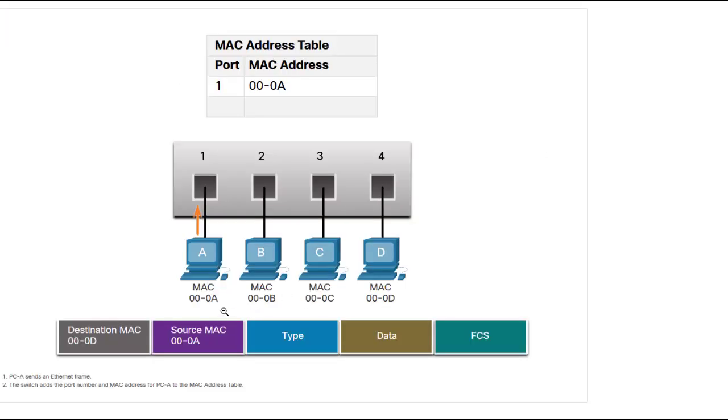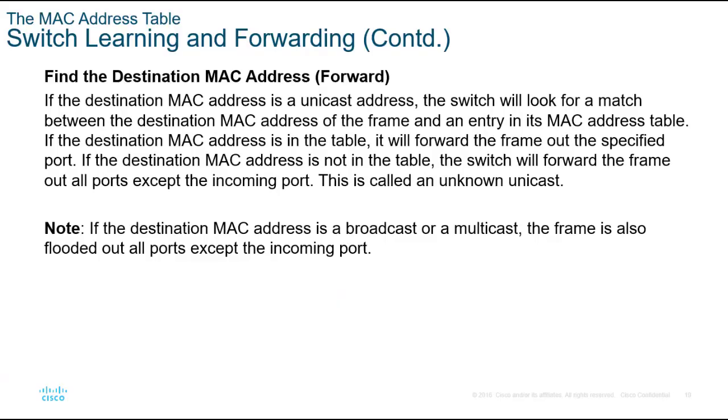In the figure, PCA sends an Ethernet frame to PCD. The switch examines the source address of the frame, sees that it is not in the MAC address table, then adds PCA's MAC address along with the incoming port number 1. That was an explanation of the MAC address learning process. Now look at the forwarding process used by the switch as it examines the frame destination MAC address.